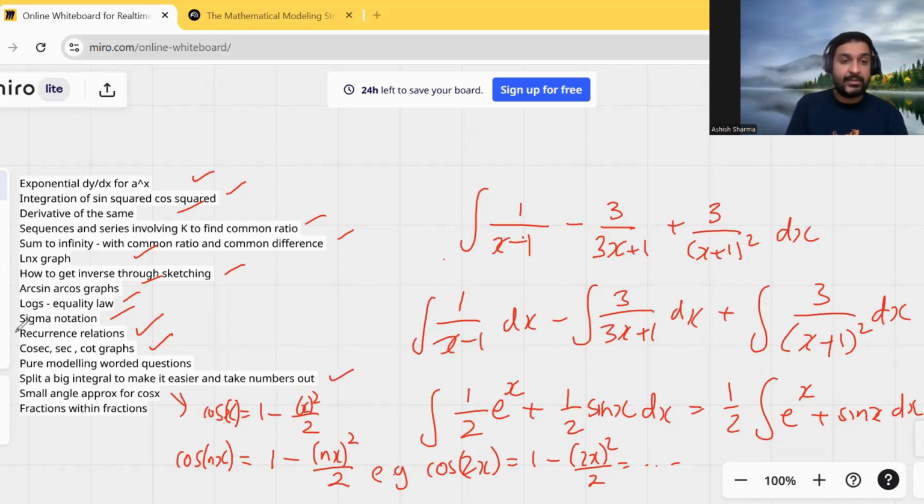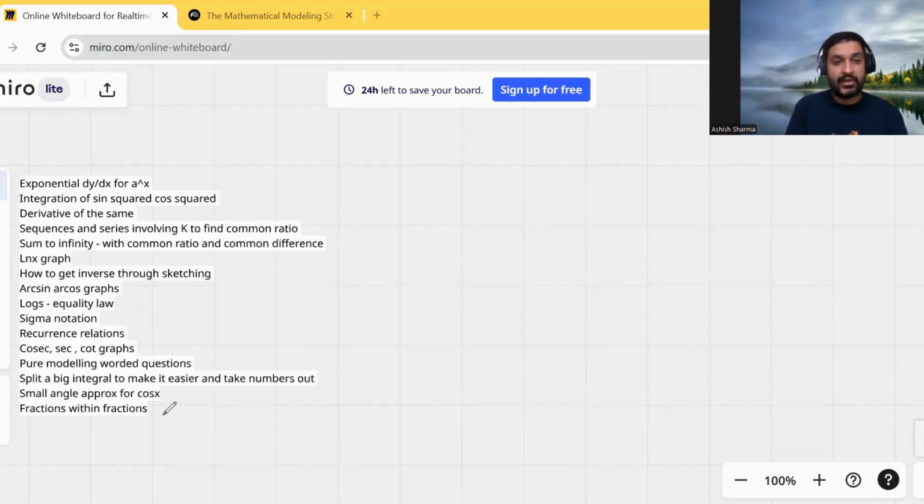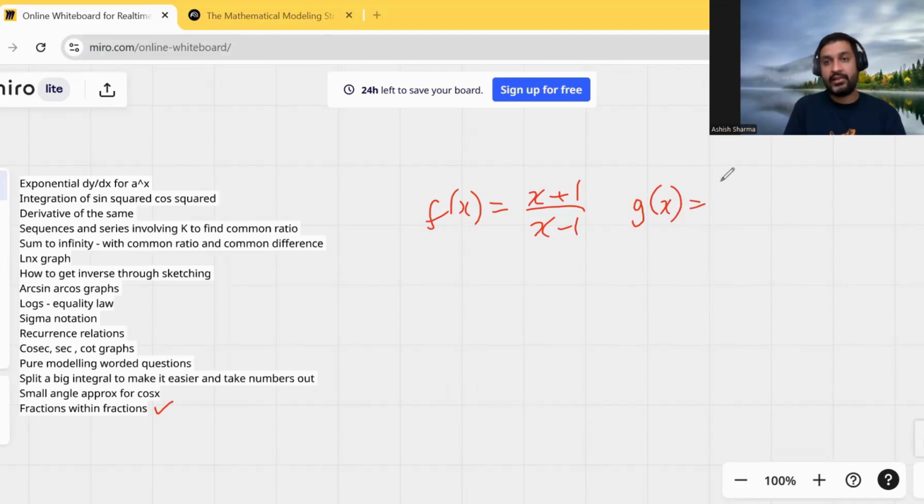Last thing on this list, penultimate thing actually, before I do the pure modeling worded questions, is fractions within fractions. I have seen many students really struggle with questions which involve fractions within fractions. It's not a topic within itself, but it's stuff that you have to be able to work through. And it can come up in trig proof, it can come up in range and domain, all those sorts of problems. What I mean is something like this. So let's say I've got two functions. I've got this here, and g of x is this. And I say to you, can you find the composite fg of x?